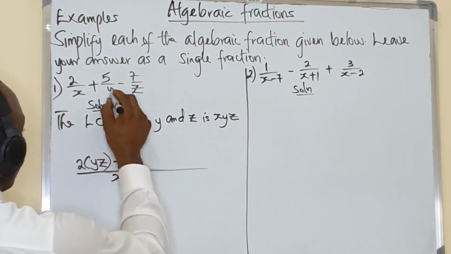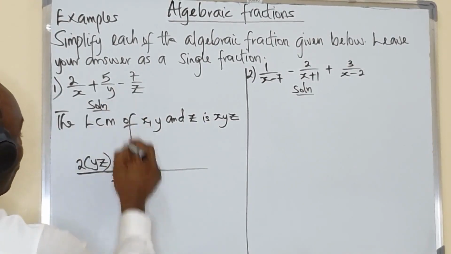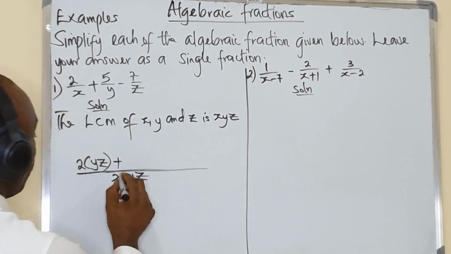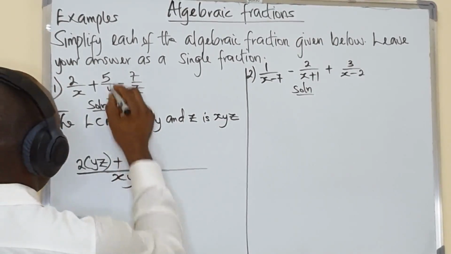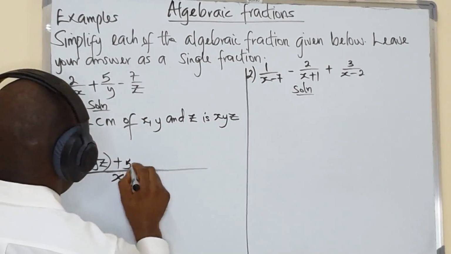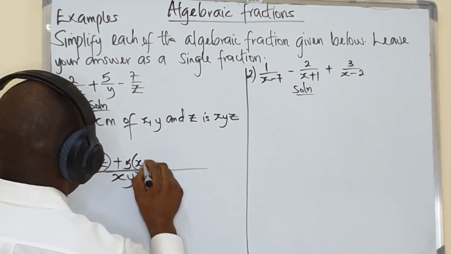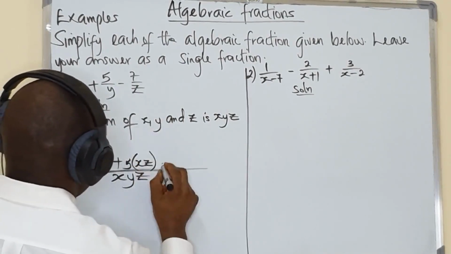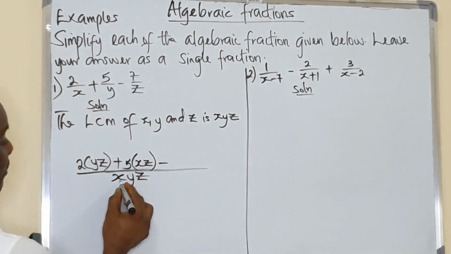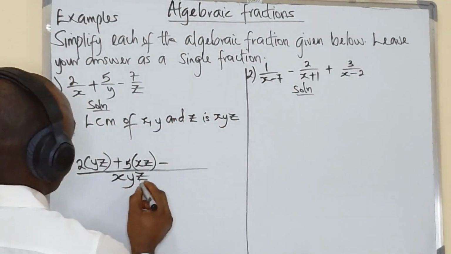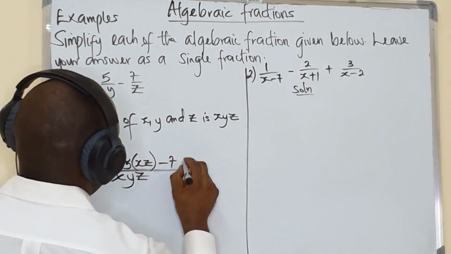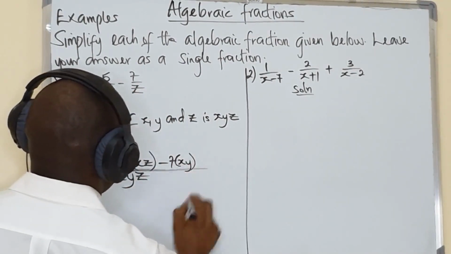Plus, we come to divide xyz by y. That leaves us with xz. So we'll be multiplying xz by the 5 at the numerator. So this is going to be 5 multiplying x and z. Minus, z comes to divide xyz, leaves us with xy. So we'll be multiplying 7 with xy.